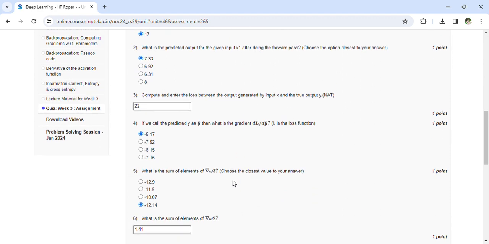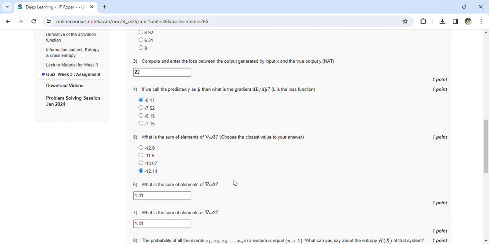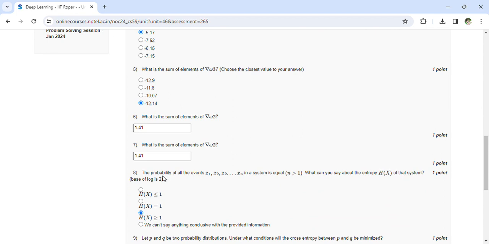If we call the predicted Y as Y cap, what is the gradient dL by dY cap, where L is the loss function? It is nearly equal to minus 5.17. What is the sum of the elements of delta W3? That is nothing but error W3, which is minus 12.14. What is the sum of the elements of error W2? That is 1.41. The same question is repeated for 6 and 7, so the values are 1.41.